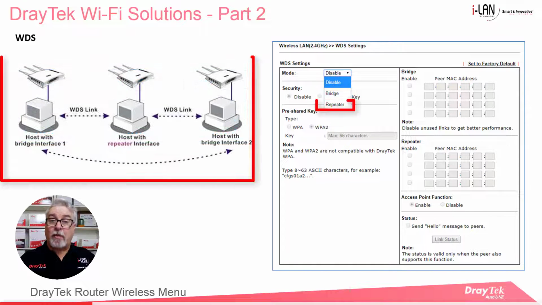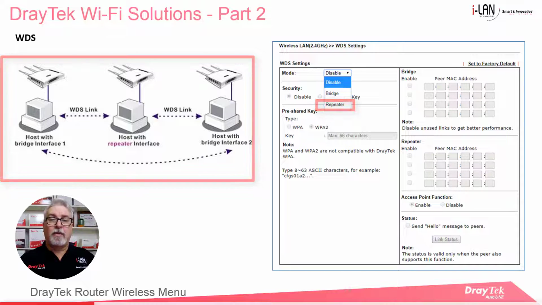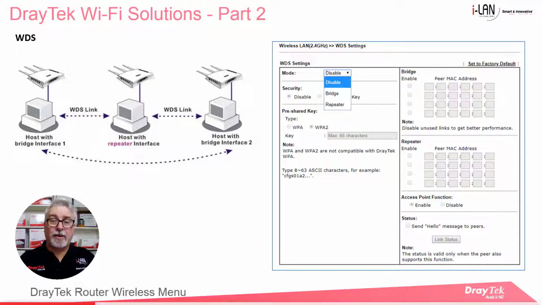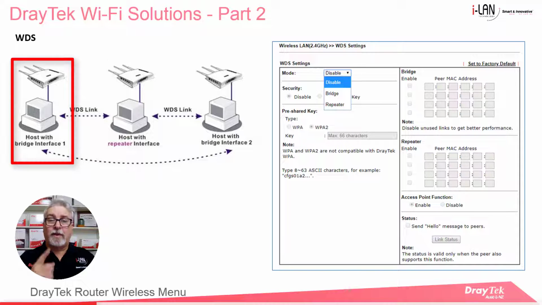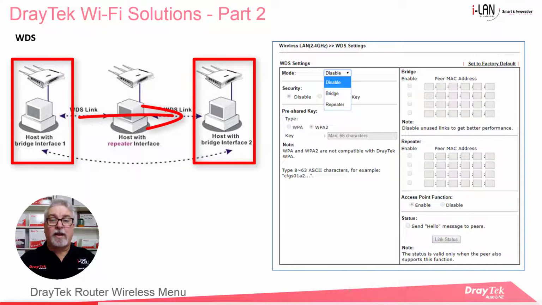The second is repeater mode. The packets received from one peer AP can be repeated to another peer AP through WDS links. Repeater mode can do WDS to WDS packet forwarding. In other words, the host on the far left in the diagram above can communicate with the one on the far right via the center host, as long as the center one is set to repeater mode.